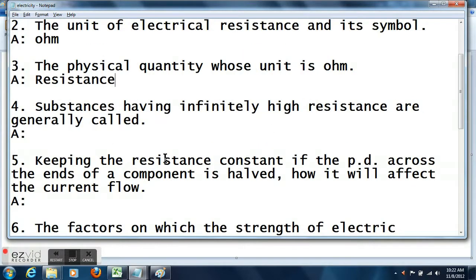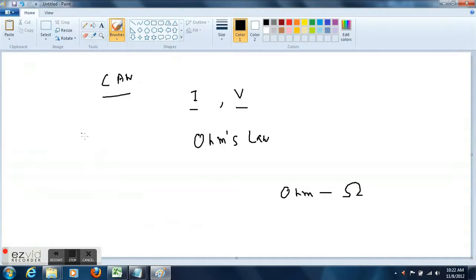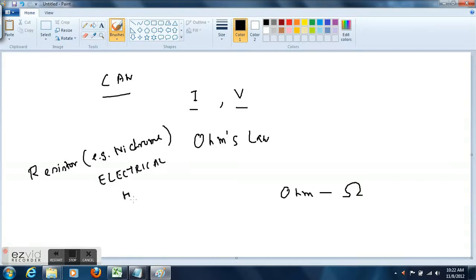Substances having infinitely high resistance are generally called insulators. See, resistors like nichrome, they are not insulators because through nichrome also electric current will pass, but it has a very high resistance, so it will produce a lot of heat. That is the reason nichrome is used in electrical heaters. So they are not insulators.